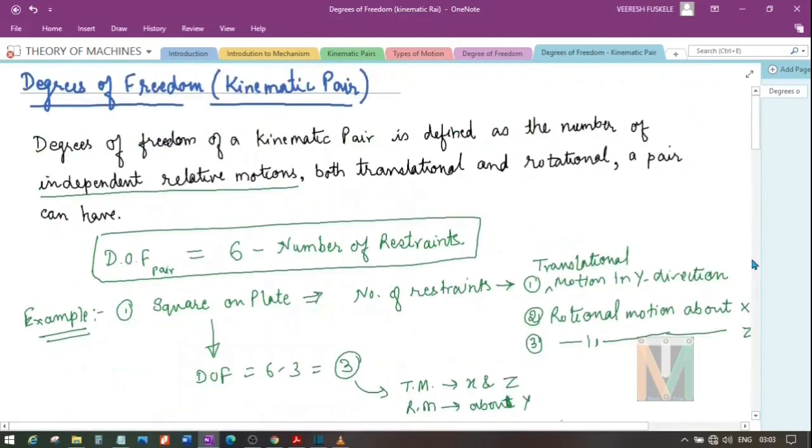So the degree of freedom of a kinematic pair is the total number of independent relative motions, both translational and rotational, that a pair can have, right? And it is formulated as: the degree of freedom of a kinematic pair is equal to 6 minus the number of restraints, right? So I hope the degree of freedom for the kinematic pair is understood. And this is how, depending on the type of the joint between the two links of the kinematic pair, the number of restraints and the degree of freedom is decided, or the number of independent relative motions that the kinematic pair can have can be known, right? So I hope you have understood the concept of degrees of freedom of a kinematic pair.